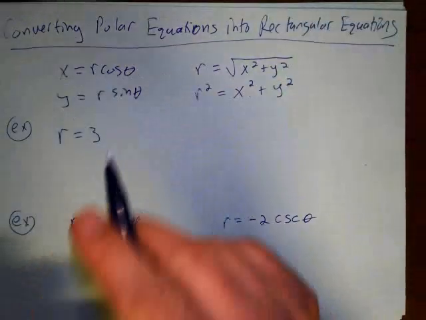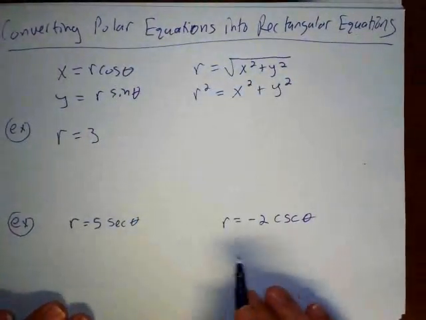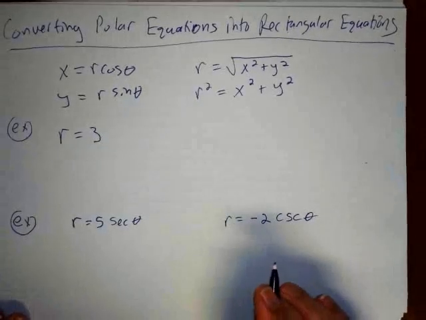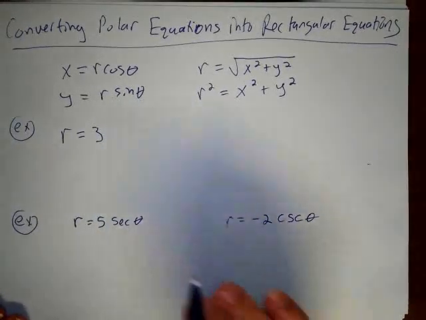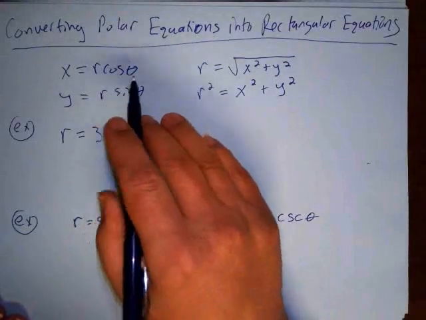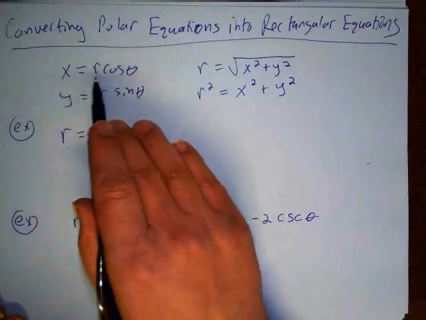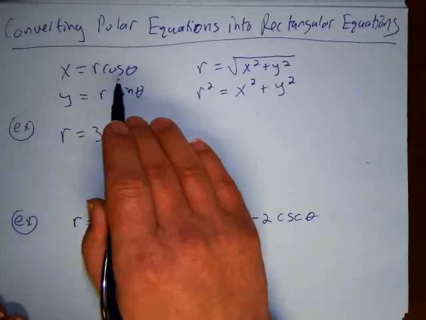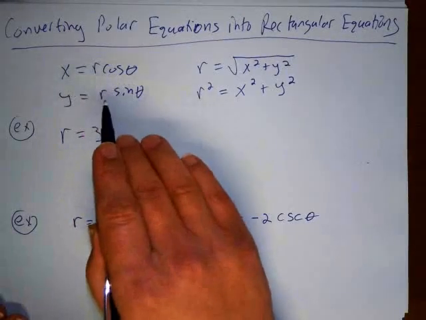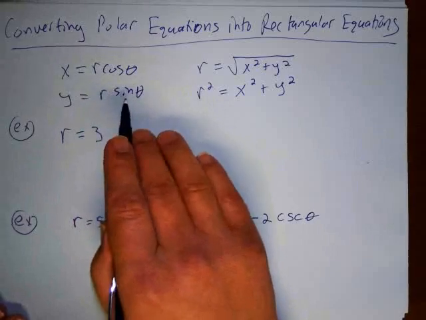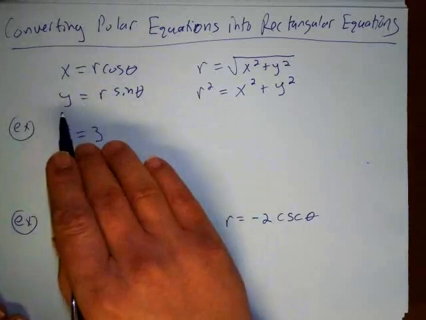Okay, so now we're going to talk about converting from polar equations into rectangular equations. So we're going to go the other way. We just need to remember that you can always bring in an x if you have an r together with a cosine. If you have those together, you can switch it to an x. If you have r and sine together, you can switch it to a y.